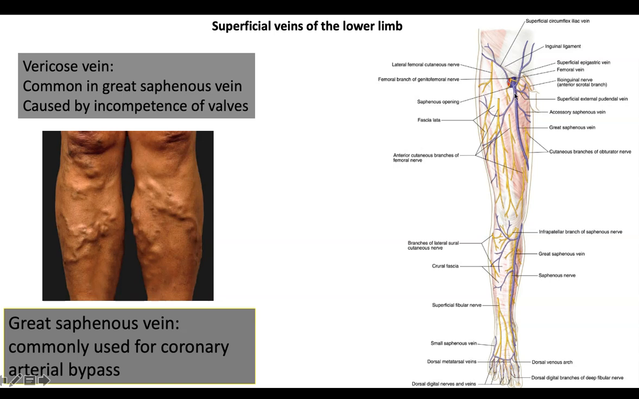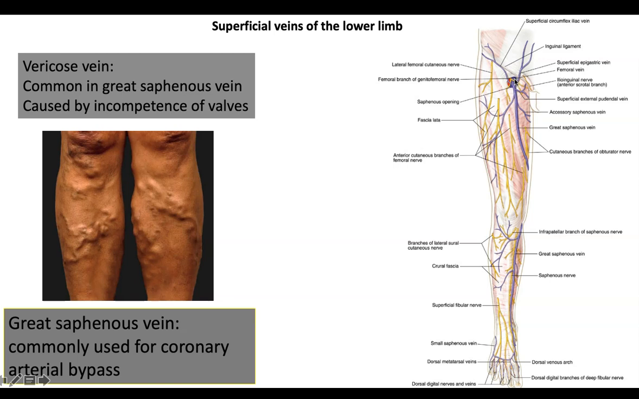I told you that the great saphenous vein has numerous unnamed tributaries, but sometimes the tributaries of the proximal part of the thigh communicate with each other, and they form an accessory saphenous vein. The accessory saphenous vein courses parallel with this part of the great saphenous vein, which lies in the thigh.